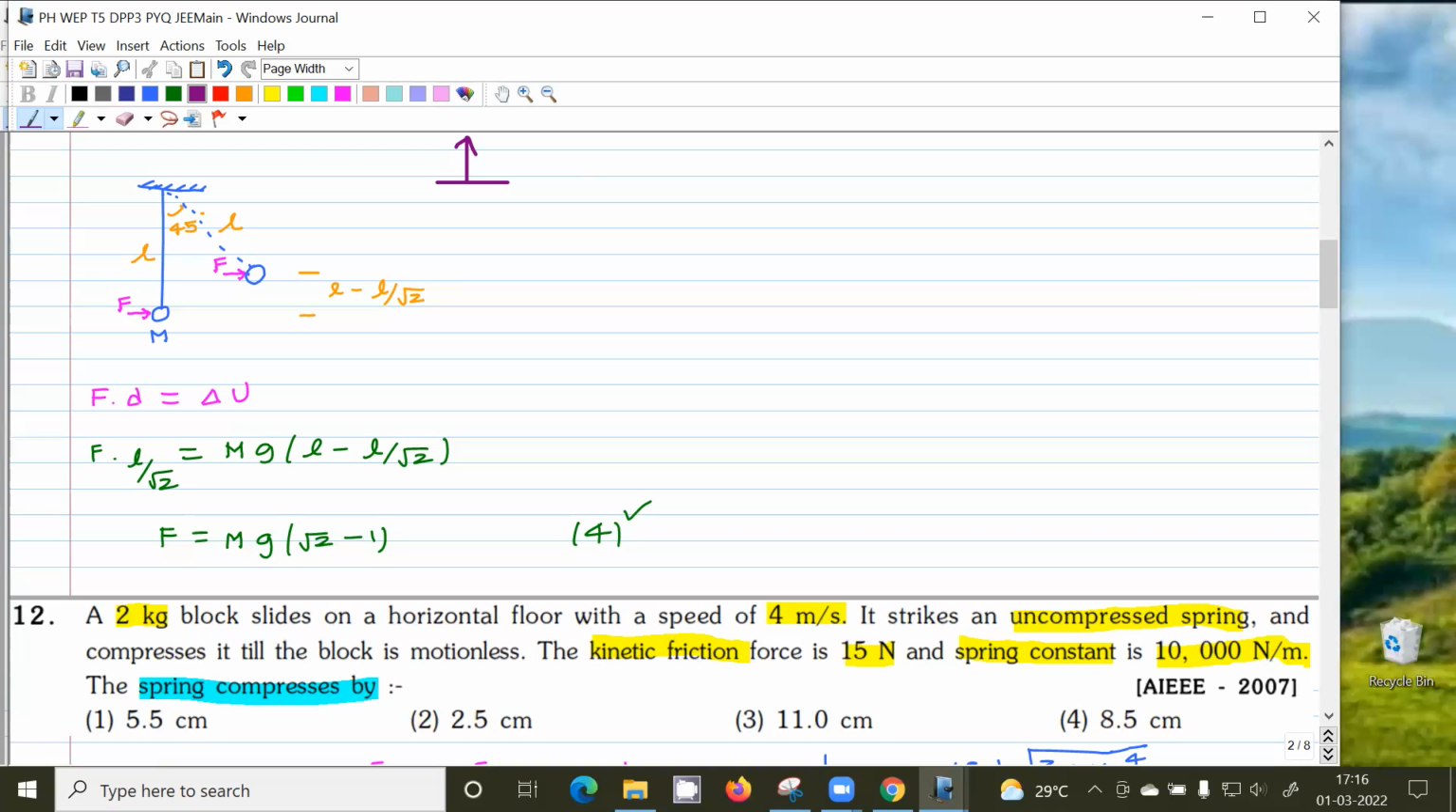Okay, so the friction force will act for a distance x, where x is the compression of the spring. So 15 into x is the work done. Initial energy is half m 4 square. Final energy is half k x square. So there will be a quadratic equation in x, and you can solve for x. One of the values will be negative, that you can neglect.